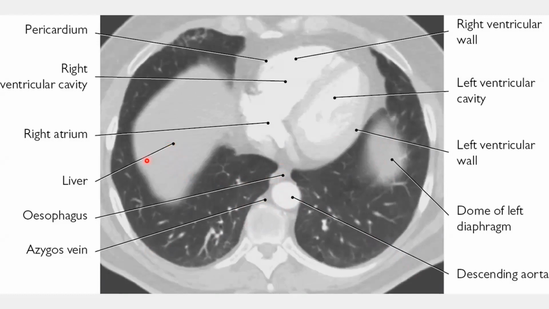Sorry, this is actually the liver, right? Very good. So below the diaphragm on the right side, you have the liver. So this is actually the liver. And here you have the right atrium. Again, the right ventricle cavity, and outside the heart, you have the pericardium. So this is much lower, right? About T7 level, because you also have the liver, right?